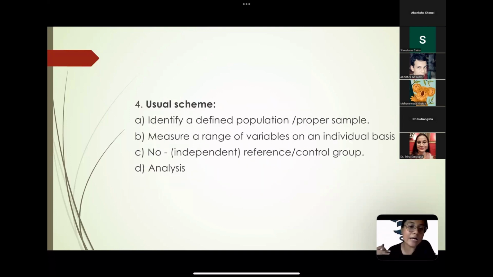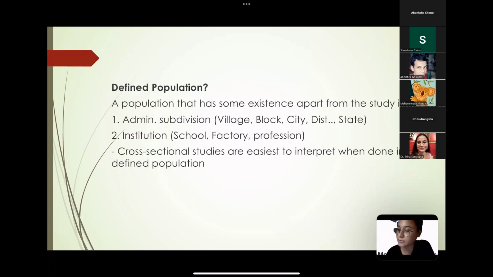Now, the usual scheme. This is a question you are often asked: what are the steps of the study? You can write this: identifying or defining a population or proper sample, measuring a range of variables on an individual basis, and a reference or control group is absent, because these are present only in the case of the analytical study. And we do analysis based on whatever data we have gathered from that population.